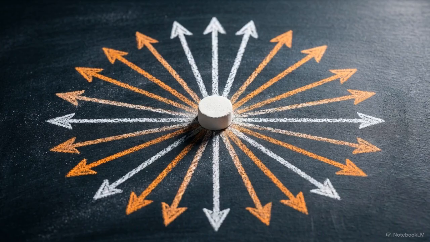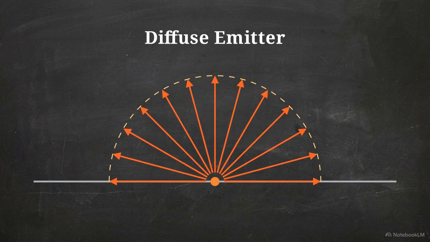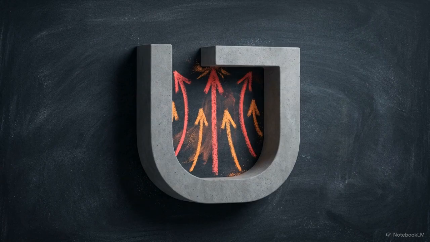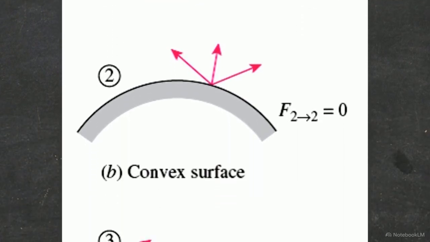Let's look at what we call a diffuse emitter, a surface that gives off heat equally in all outward directions. This brings up an interesting question. Can a surface radiate heat back onto itself? On the flat plane surface, all pink heat vectors point outward. Because it cannot hit itself, F11 is 0. The same applies to the convex surface curving outward. Heat spreads away, so F22 is 0.